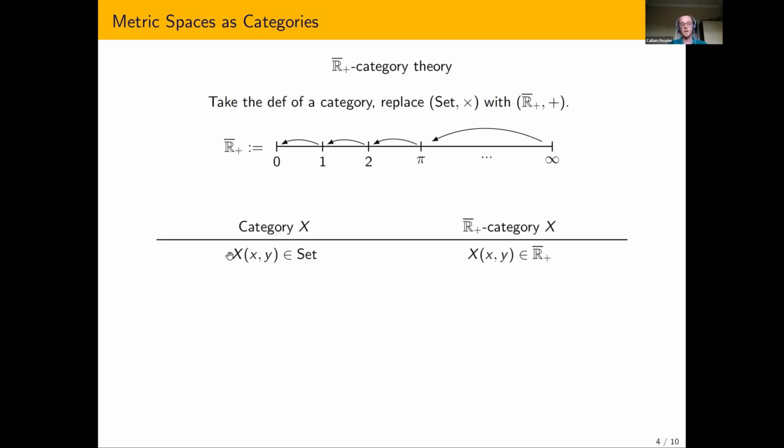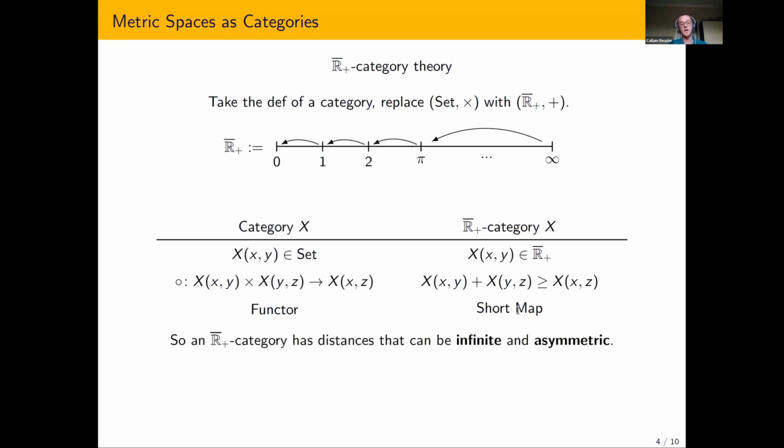So you can kind of see in the definition of a category, we have a set of morphisms between objects. Now we have some distance value, some non-negative real value between objects, where we used to have composition. Now if you just replace the arrow with Cartesian product, we just get the triangle inequality. So this really is a kind of distance. And where we used to have functors, we now have short maps. So essentially, an R plus bar category kind of has distances, but they can also be infinite and asymmetric. And as Prakash mentioned before, you can have a zero distance between distinct objects.